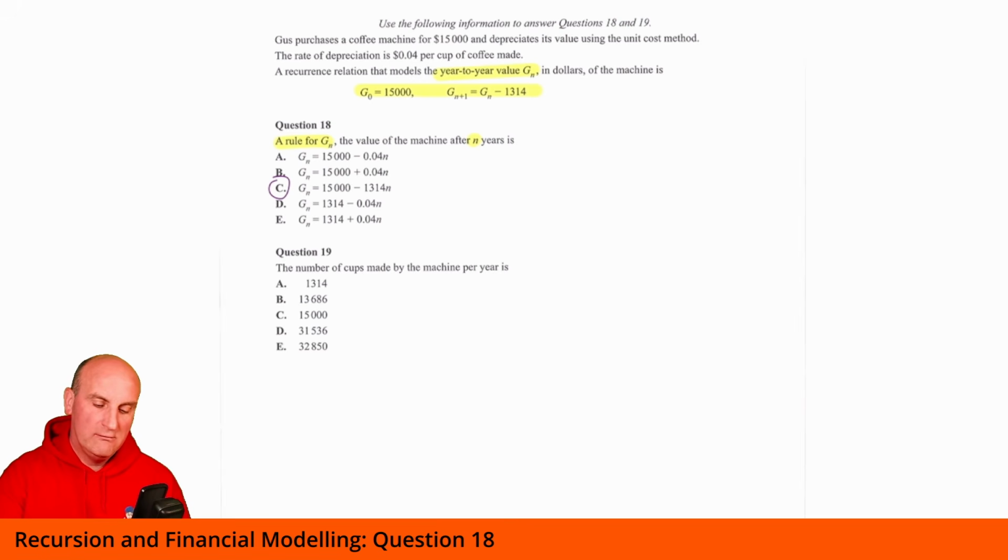Again, a bit of a red herring with that one, because I kept looking at this 0.04 and saying, well, why did they give that to me? Ha ha! Then we moved on to question 19.